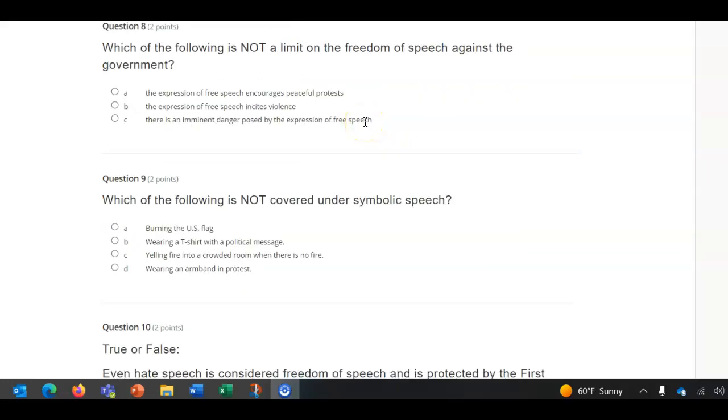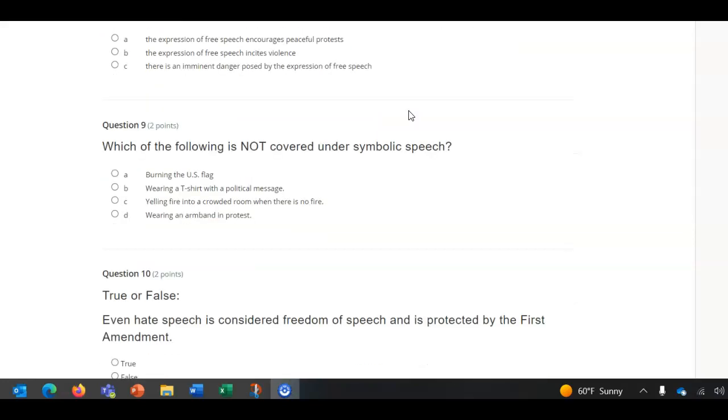Which of the following is not a limit on the freedom of speech against the government? A. The expression of free speech encourages peaceful protest. B. The expression of free speech incites violence. C. There is an imminent danger posed by the expression of free speech.